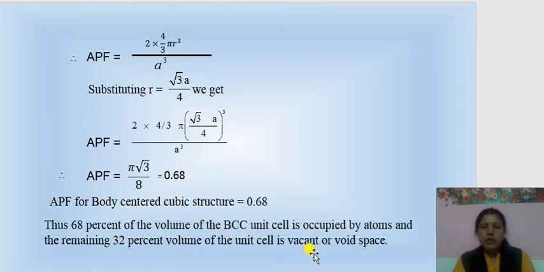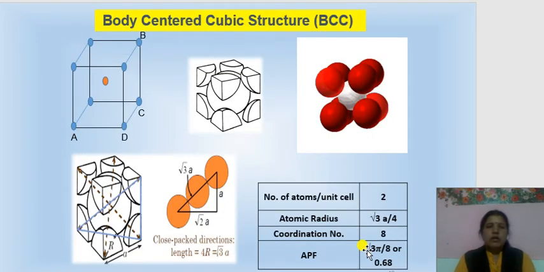This is the body centered. In short, number of atoms per unit cell is 2, atomic radius is root 3 a by 4, coordination number is 8, atomic packing fraction is root 3 pi by 8 or 0.68.